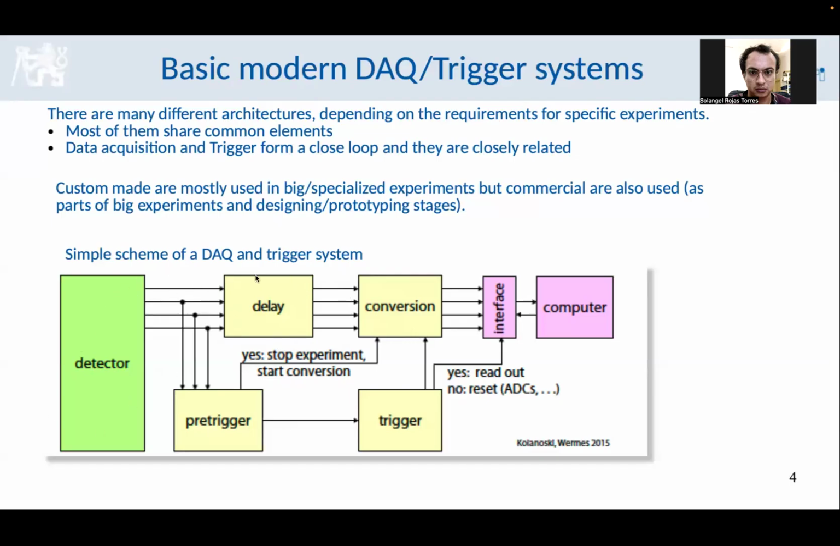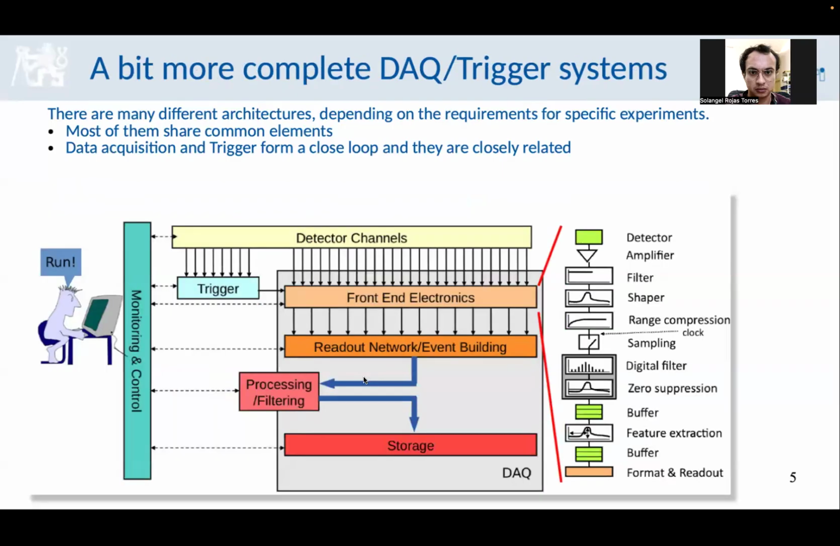So the idea is first, when you have a very simple scheme of DAQ and trigger, you have the detector, then a delay stage, and some pre-trigger stage also. Then a conversion stage takes the signal from the detectors and converts it into something that is readable and can be transmitted through an interface to a computer. And then the other part is the trigger. We will talk about these different types of triggers later on. This is the most general picture for a DAQ trigger system.